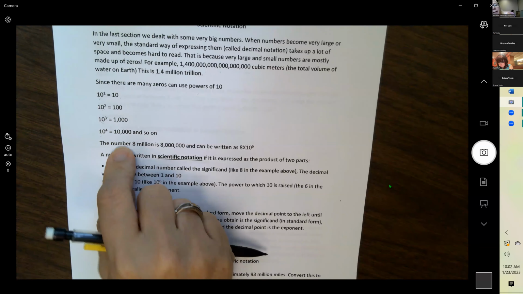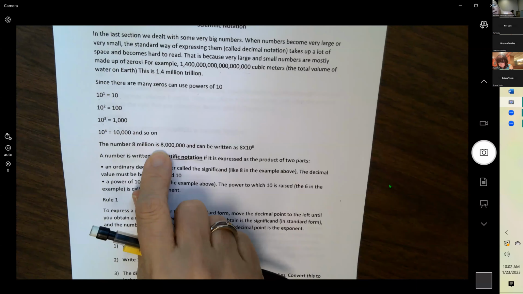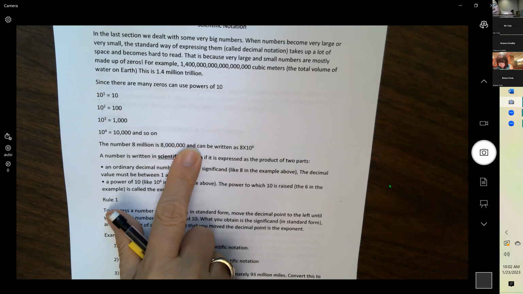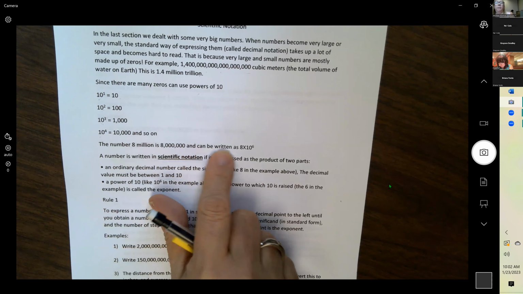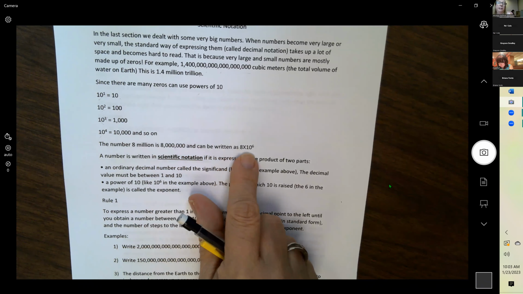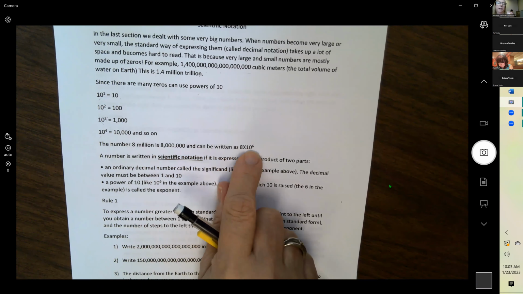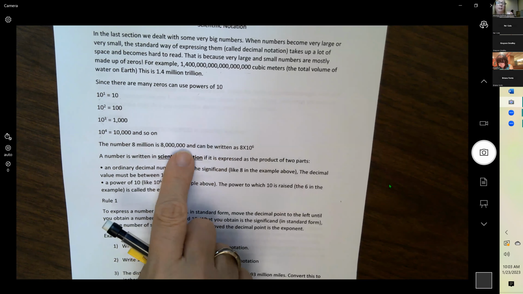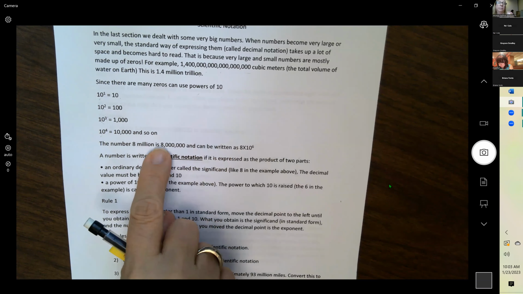The number 8 million is 8 with 6 zeros. So it can be written 8 times 10 to the 6th, because we know 10 to the 6th will be 6 zeros, which is what we needed, times the 8.